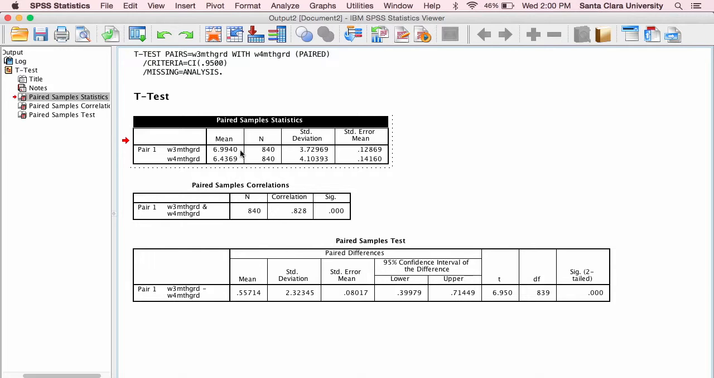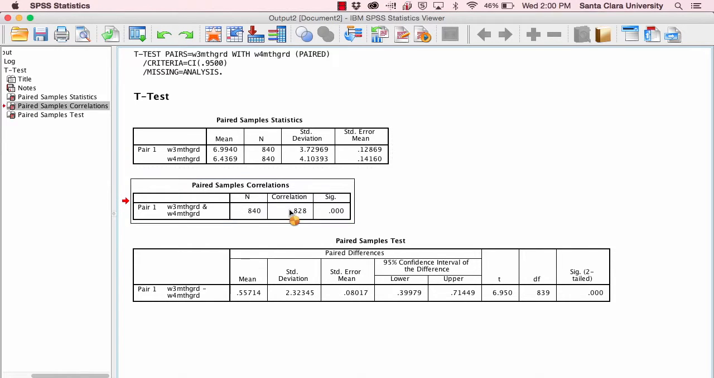And in the fall, the average math grade was 6.99 for these students, and in the spring semester, that dropped to 6.4369. So we can see that there's a decline in their math grade from the fall semester to the spring semester, and the question is whether that is a statistically significant difference.